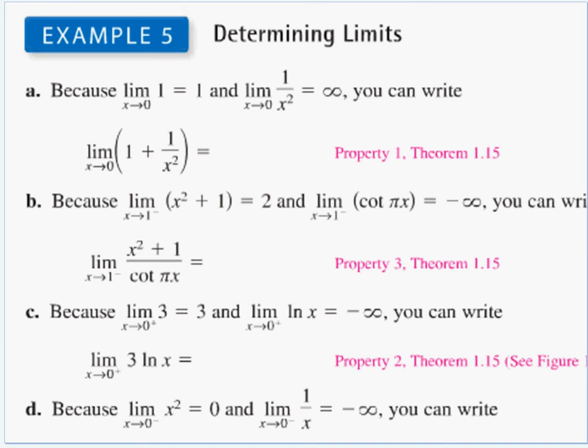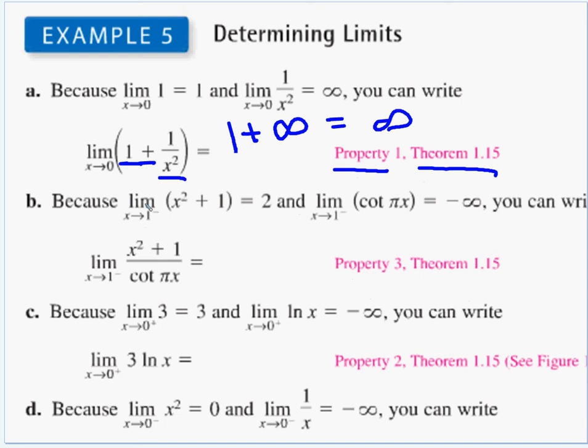Let's see here. What are they asking for? Because the limit as we approach 0 of 1 is equal to 1. And as we approach 0 of 1 over x squared is equal to positive infinity, we're just sort of applying these properties. So this, when we look at it as a limit, this becomes 1 plus infinity. 1 plus infinity is equal to infinity. That is property 1 from the last theorem.